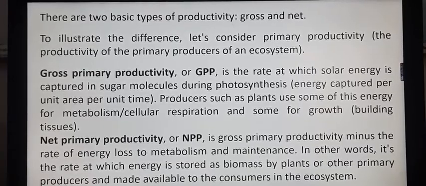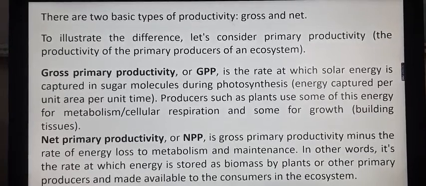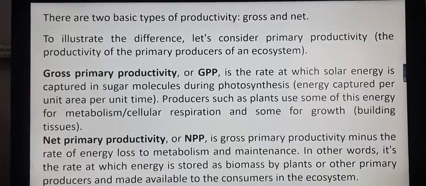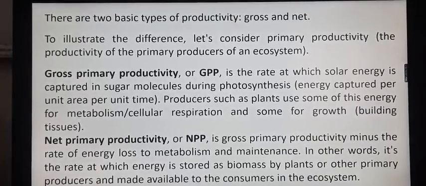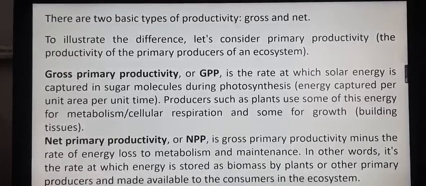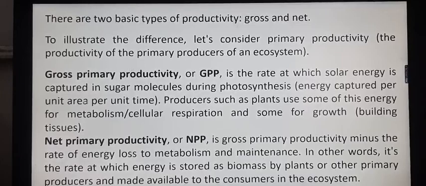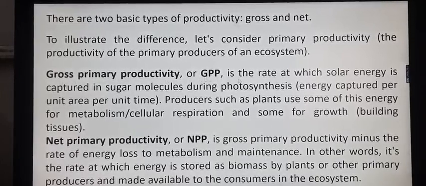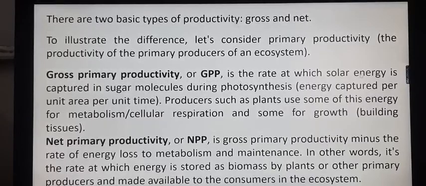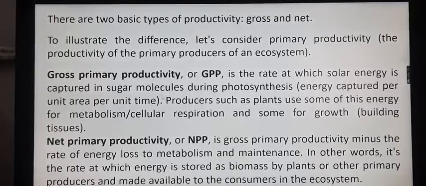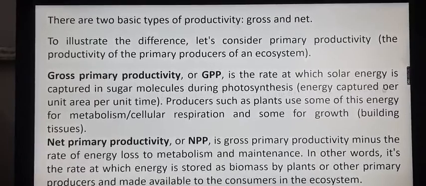There are two basic types of productivity, gross and net productivity. To illustrate the difference, let's consider primary productivity, the productivity of the primary producers of an ecosystem. So what is gross primary productivity, or GPP? It is the rate at which solar energy is captured in sugar molecules during photosynthesis.